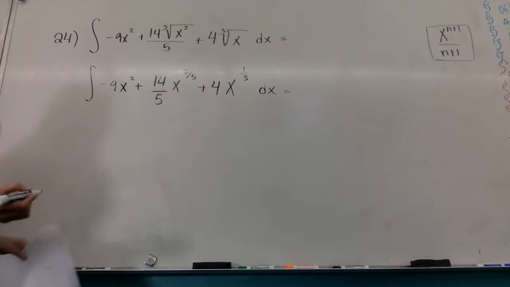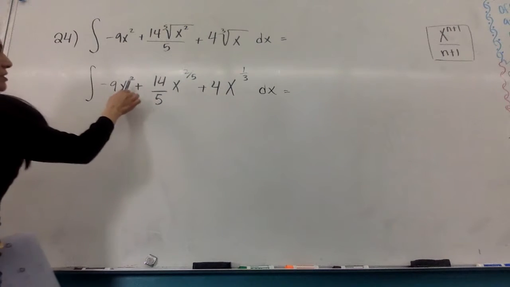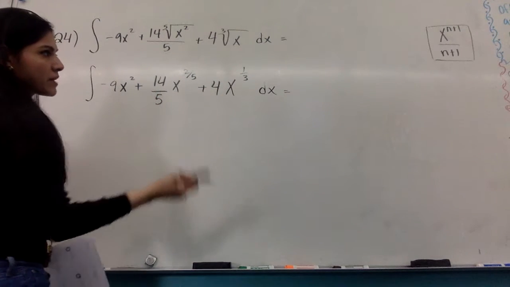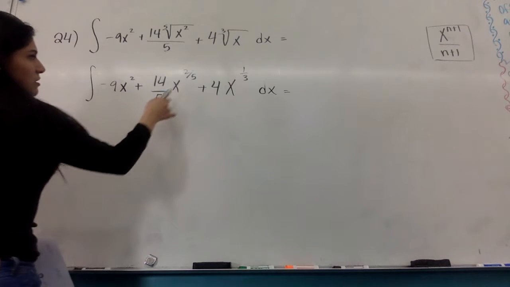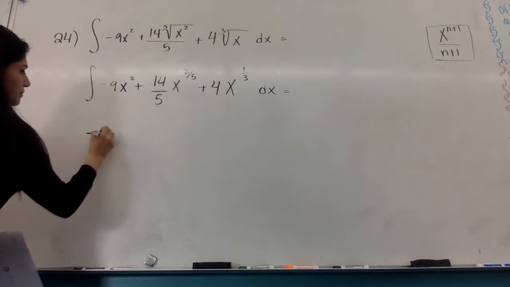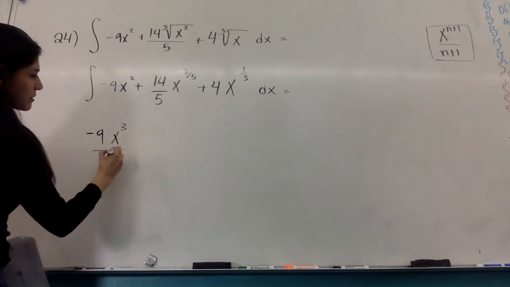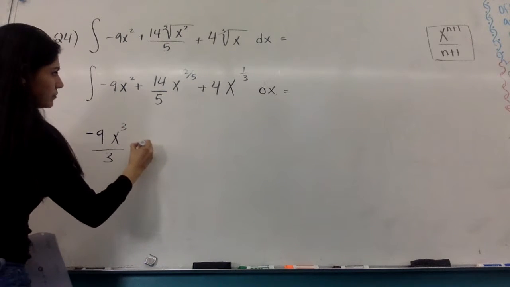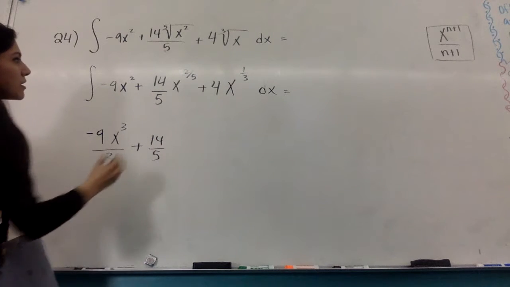Now that I have it written in this format, I'm better able to use that power rule. So all I'm going to do is these exponents, I'm going to add 1 divided by that n plus 1. And then just keep these constants in front. So here we go. So 2 plus 1, that's 3. And then we got to divide it by 3. The 14 over 5 is just going to come in front because it's a constant.